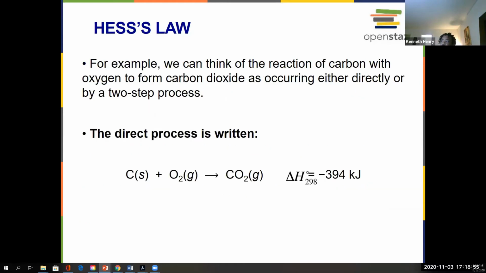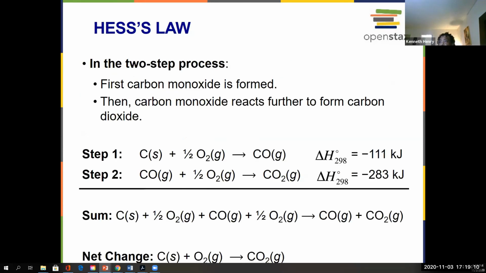For example, if we were going to look at the production of carbon dioxide, we can go there directly by just using the heat of formation of carbon and oxygen to make carbon dioxide, or we can do a two-stepper. First we make carbon monoxide. So we have carbon plus 1/2 oxygen gas yields carbon monoxide, and that's the enthalpy associated with that. Then step 2 is carbon monoxide plus 1/2 oxygen gas to make carbon dioxide.